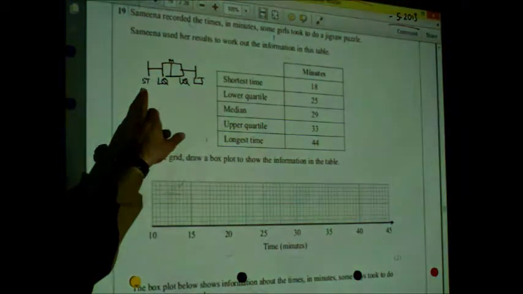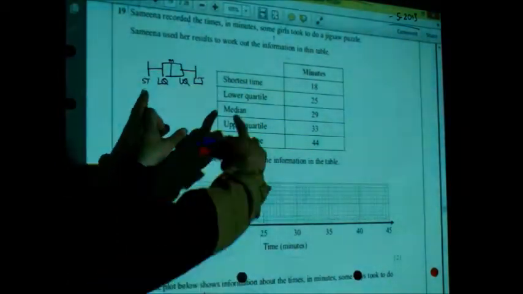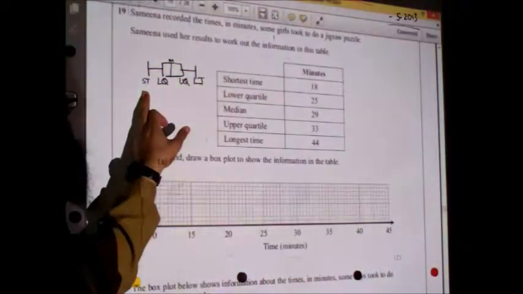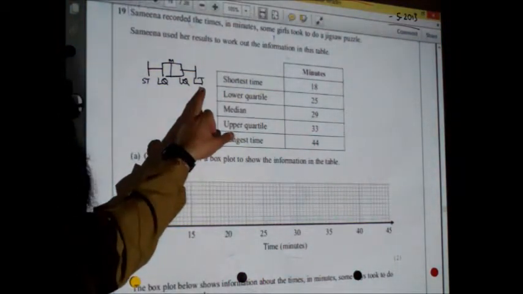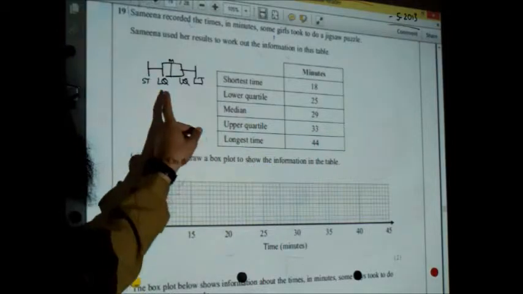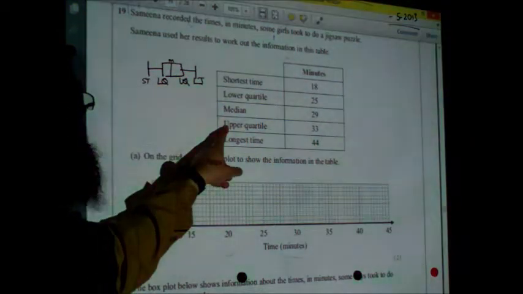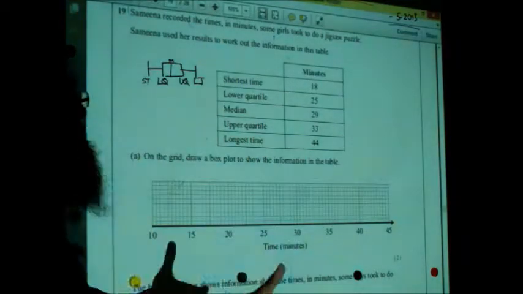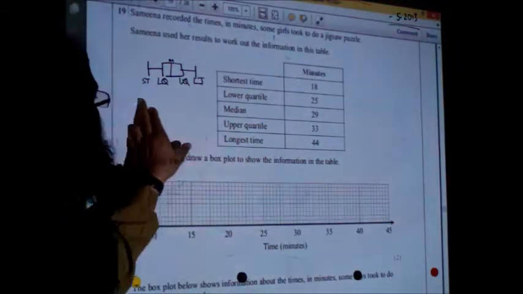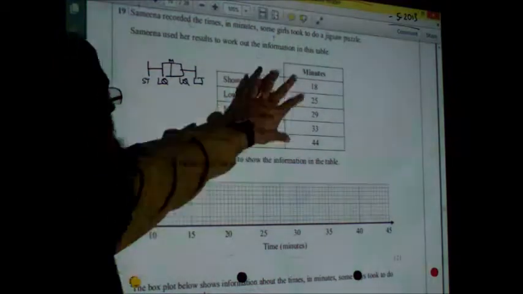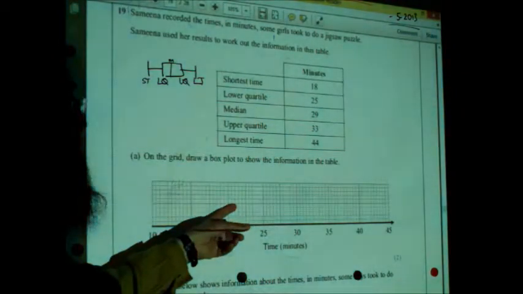So the beginning of the box plot is the smallest possible time, the shortest or smallest value. The end of the whiskers is the longest value, the longest time. The beginning of the box is the lower quartile. The end of the box is the upper quartile value. And the line that goes in the box is the median value. So this is a rough diagram of where all these numbers should go when we start doing it over here.